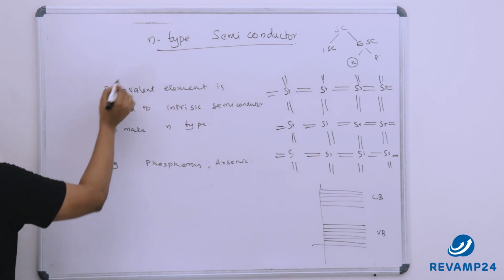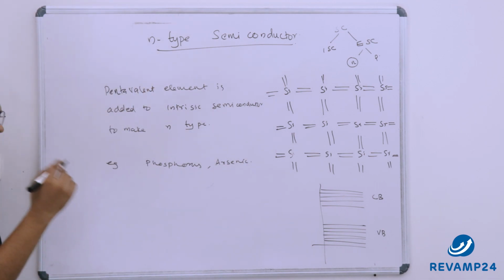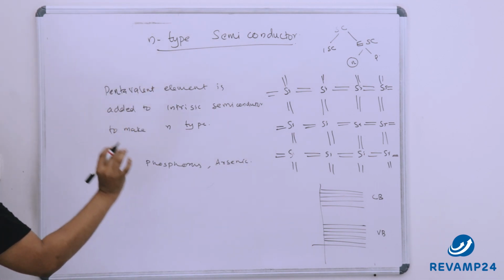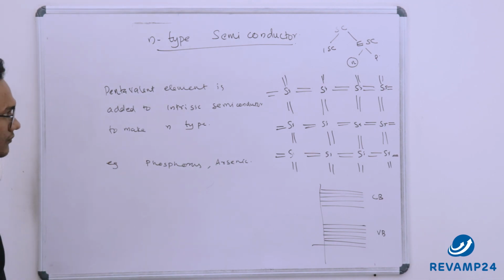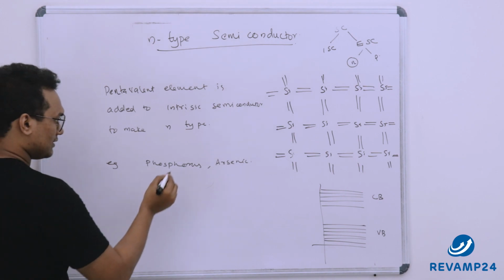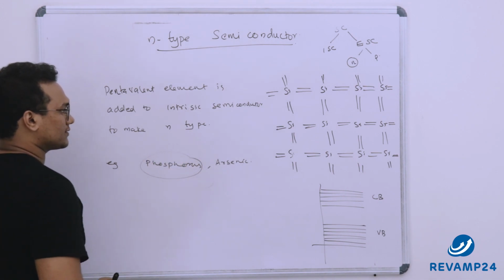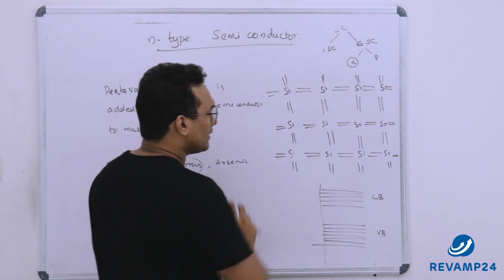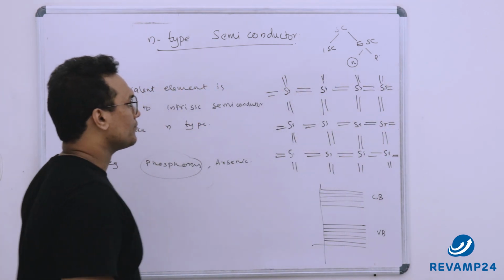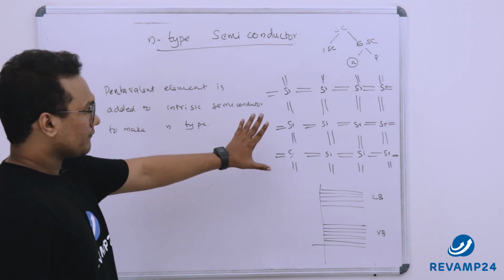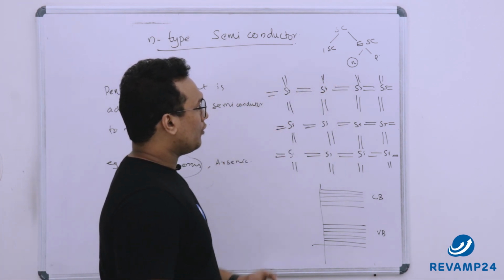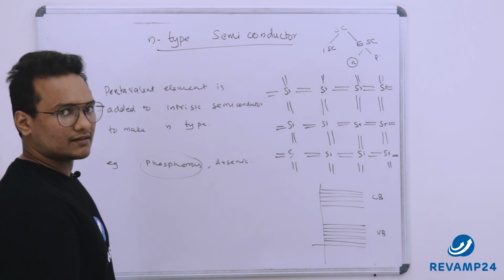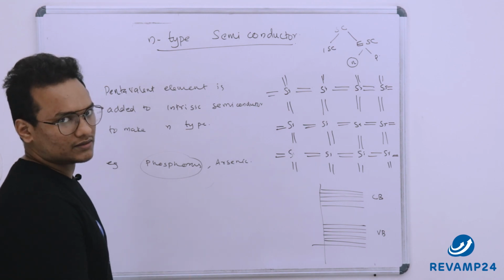See the definition. N-type semiconductor is made when it is doped with a pentavalent element, say for example phosphorus, a measured quantity of pentavalent element. Now see, in this semiconductor, how many free electrons are there? Zero free electrons are there.